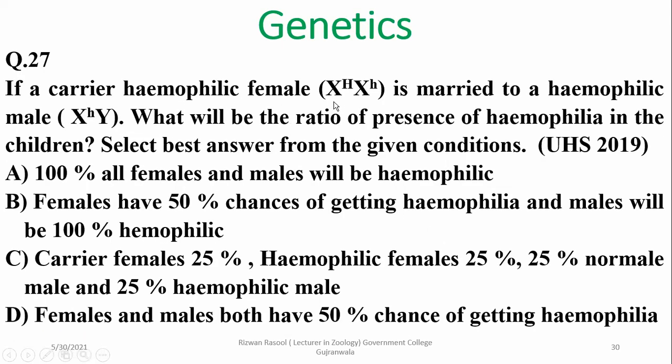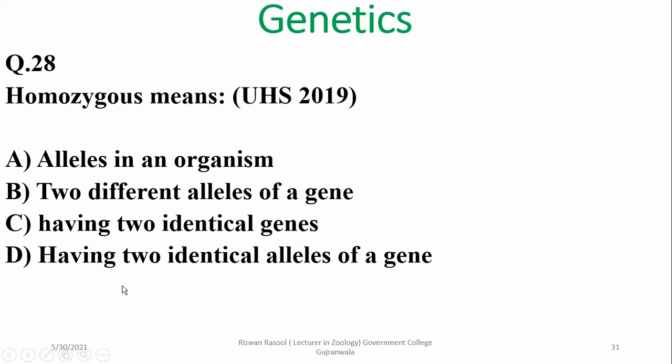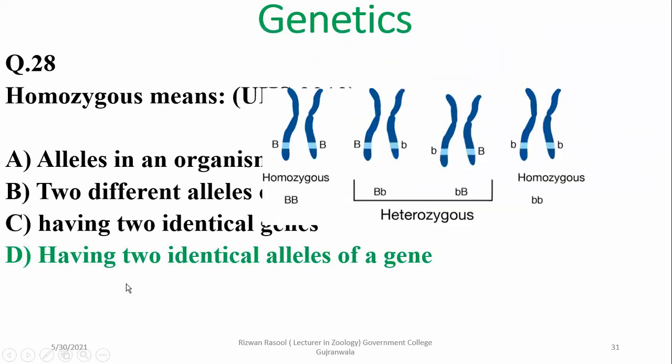If a carrier hemophilic female is married to a hemophilic male, what will be the ratio of presence of hemophilia in the children? Select the best answer from the given conditions. Children could be carrier females, hemophilic females, normal males, as well as hemophilic males by 1:1:1. And homozygous means two similar alleles, or having two identical alleles of a gene.